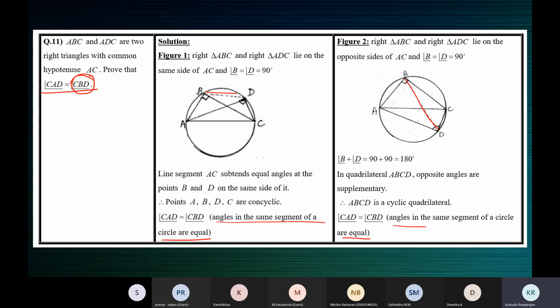So here the property is: the line segment AC subtends equal angles at the points B and D lying on the same side of it. Then the points A, B, D and C are concyclic. So you can draw a circle passing through the four vertices.